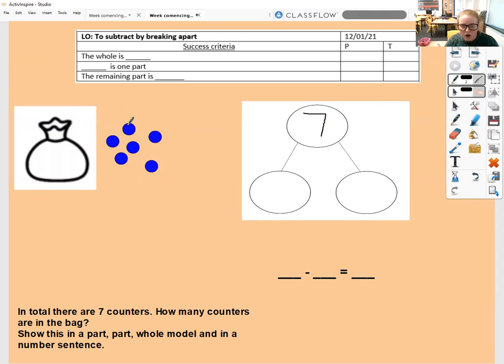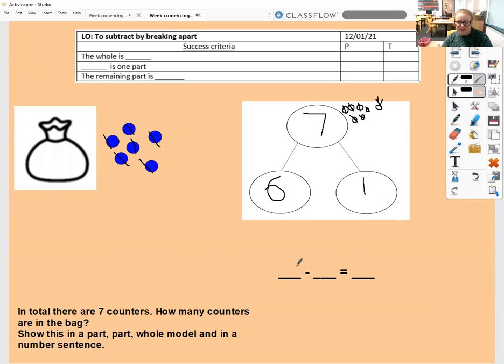So let's have a look. 1, 2, 3, 4, 5, 6. I know that my first part is 6. So altogether there are 7. 7 is my whole. My first part is 6. How many have I got in the bag? Well, that's difficult, but I can draw that out. So if I draw out 7 counters for my part-whole model, 1, 2, 3, 4, 5, 6, 7. I know that 6 I can see in my first part, so I can cross out 6. There are 6 in my first part. How many are in my remaining part? Well, I can see there is just 1 remaining, so my remaining part is 1.